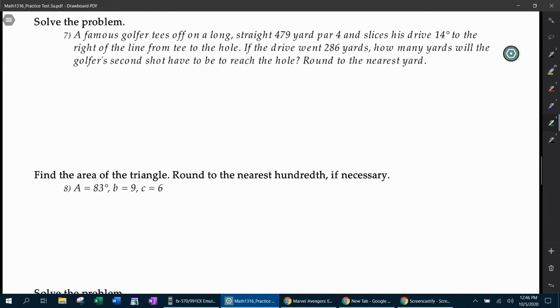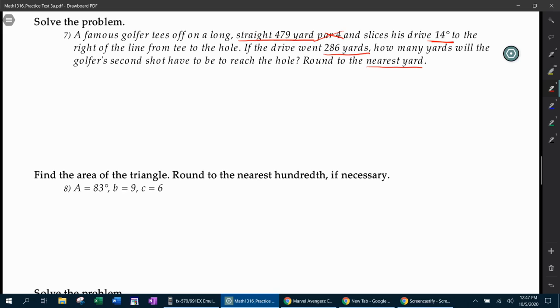Now for the last problem for this part of the review. A famous golfer tees off on a long straight, 497-yard par 4. I'm pretty sure that has nothing to do with working the problem. And he slices his drive 14 degrees to the right. So the distance to the hole and how much he sliced it, those are both important. If the drive went 286 yards, how many yards will the second shot have to be to reach the hole? Round to the nearest yard.